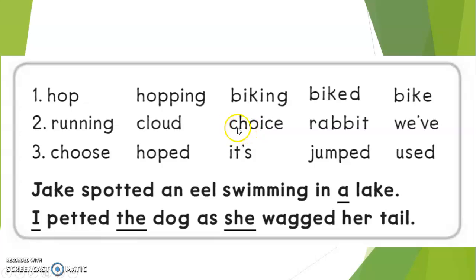We look at 2 letters at a time. CH says ch. OI says oi. And a C next to an E says s. It's the soft C. So it's not choika or chaka. It's choice. Rabbit. And here's a contraction. Weave. Let's read these the fast way. Running, cloud, choice, rabbit, weave.